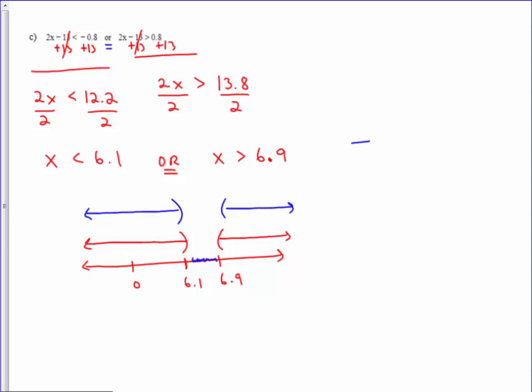That being the case, the interval notation would be negative infinity to 6.1, parenthesis, union 6.9 to infinity.